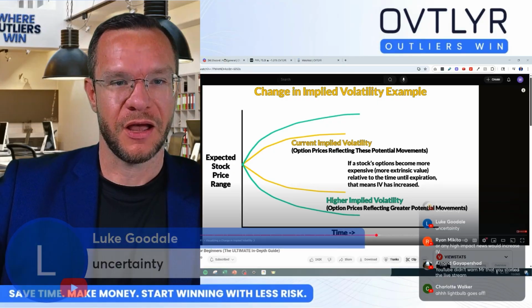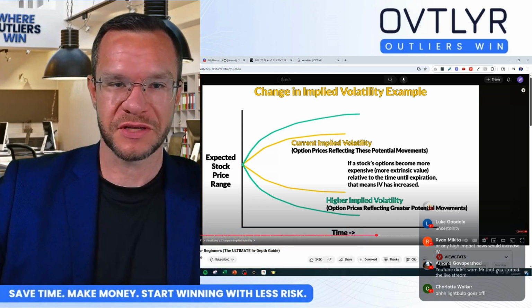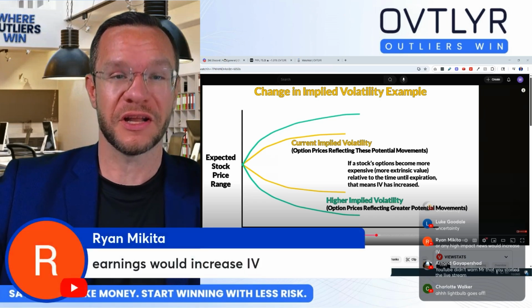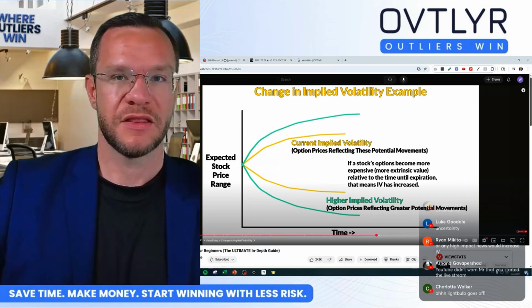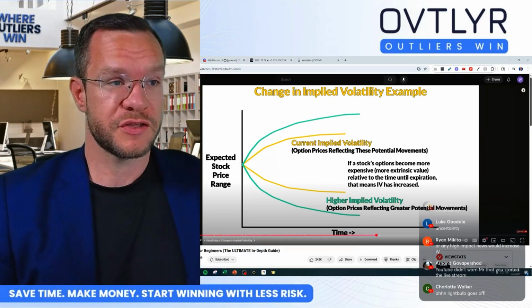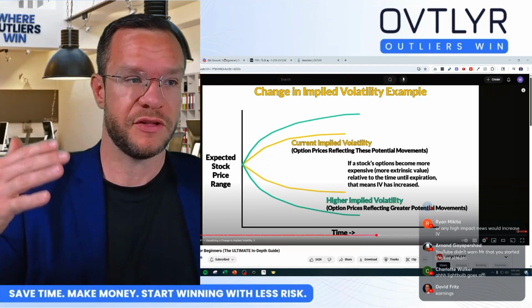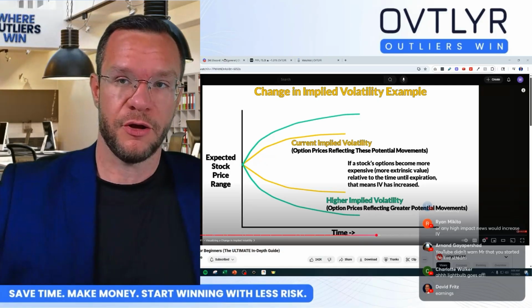Very good. Uncertainty, greater uncertainty. Earnings, there you go. That was what I was looking for. Things like earnings, things like new product announcements, right? This always happens when Apple's going to release their newest iPhone. Implied volatility gets pumped up because nobody knows if the market's going to love it or hate it.